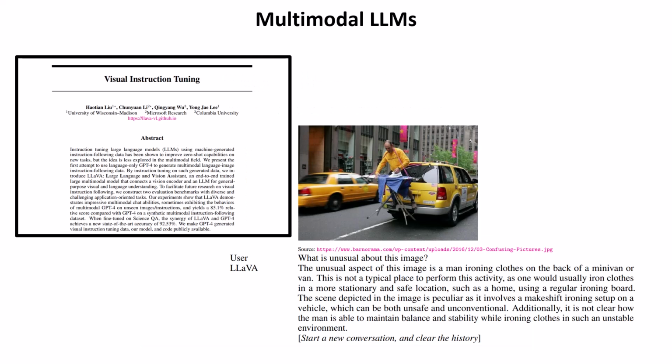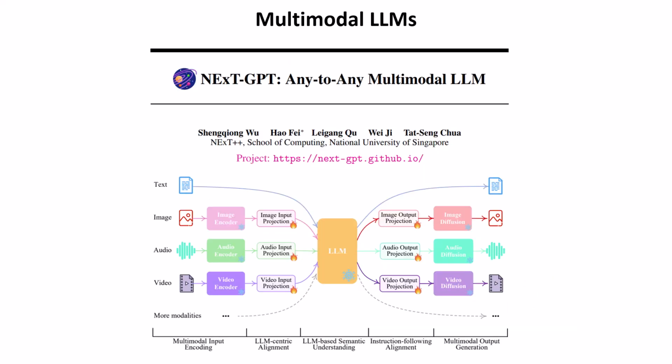Or we have the Visual Instruction Tuning paper from NeurIPS 2023, which presents the LLaVA model. LLaVA receives an image and we can ask questions like, what is unusual about this image? This model is capable of outputting text, understanding what is strange, explaining it, and also giving the reason why it is unusual. Or we can also have NExT-GPT, which can transition from any modality to any modality, like from text and image to text, audio, or video.